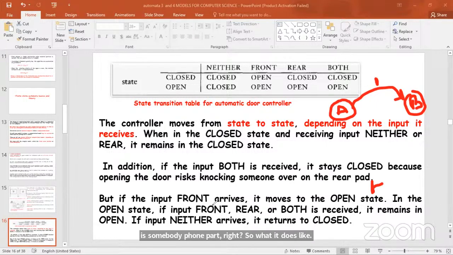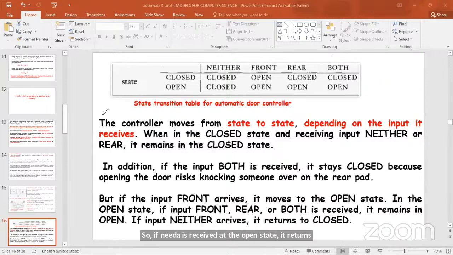Now, in the open state, if input front, rear, or both is received, it remains open so that all of them can quickly run inside or outside. If neither is received in the open state, it returns to the closed state as it was before the whole process started, right? So moving forward.